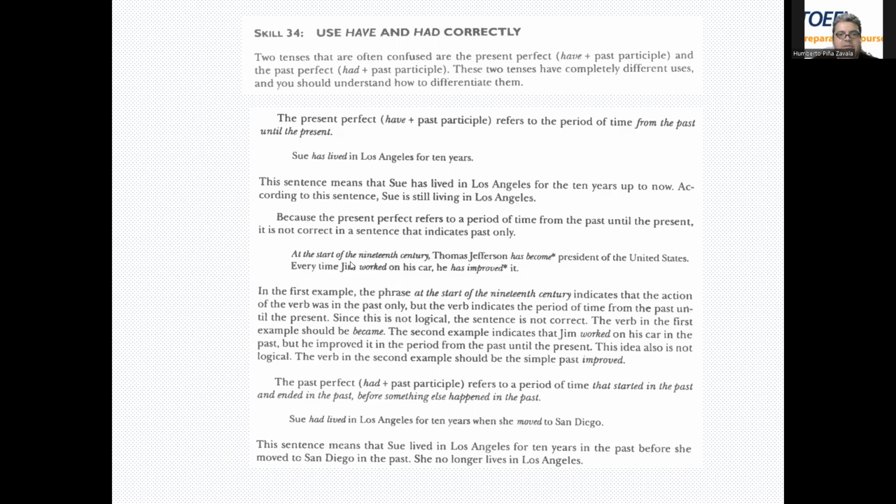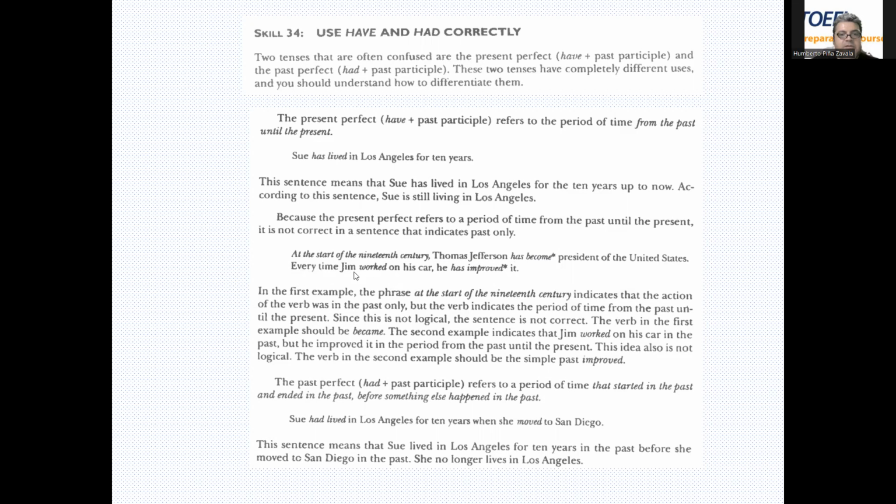In the first example, the phrase at the start of the 19th century indicates that the action of the verb was in the past only, but the verb indicates the period of time from the past until the present. Since this is not logical, the sentence is not correct. The verb in the first example should be became. At the start of the 19th century, Thomas Jefferson became president of the United States.